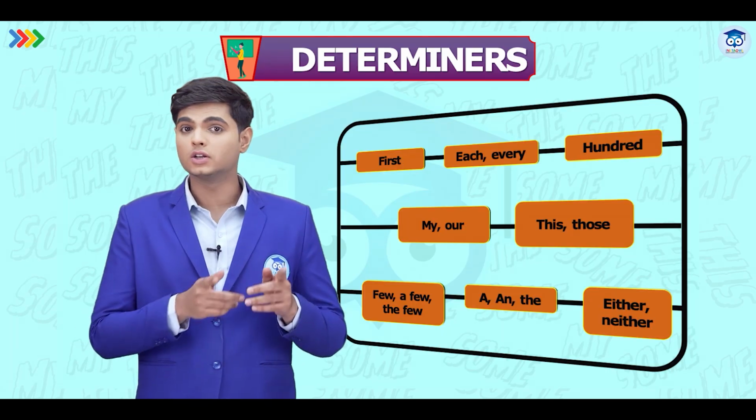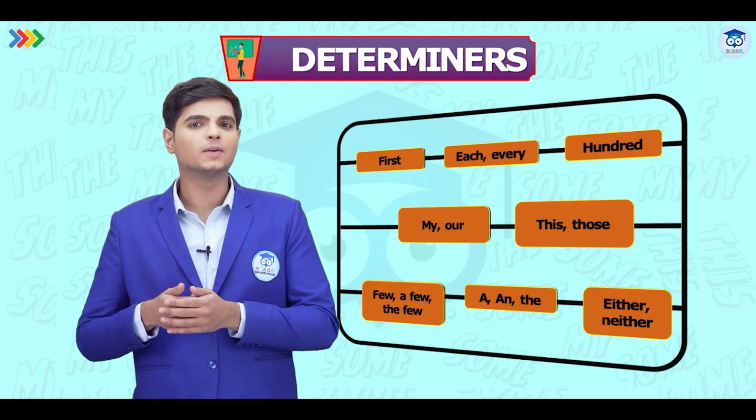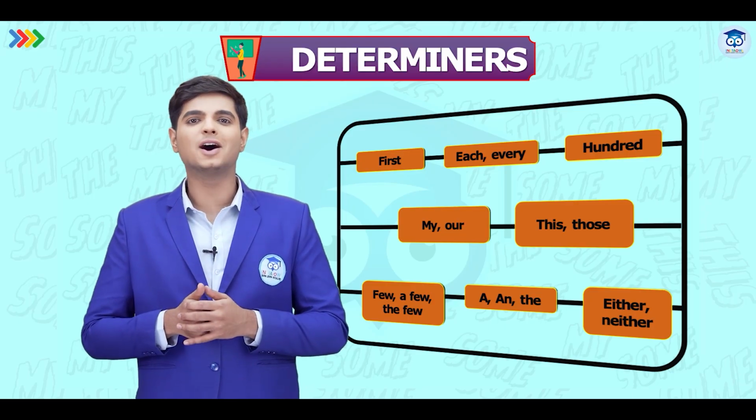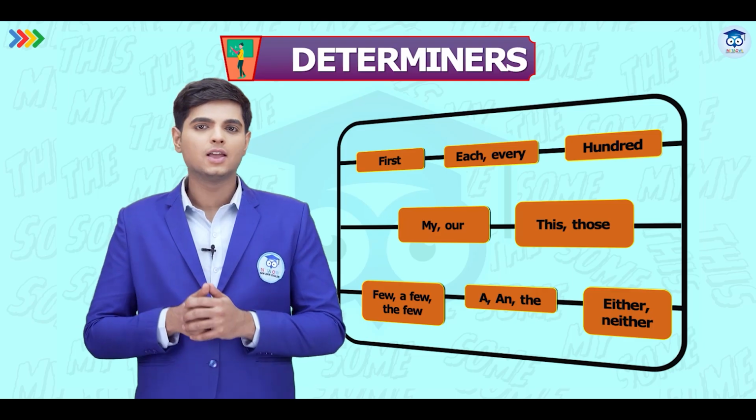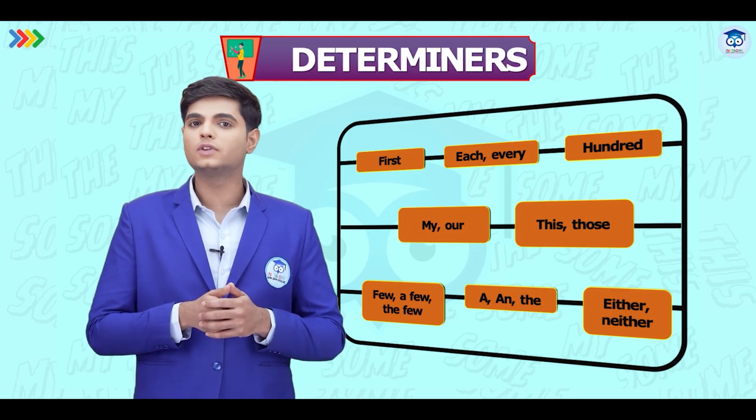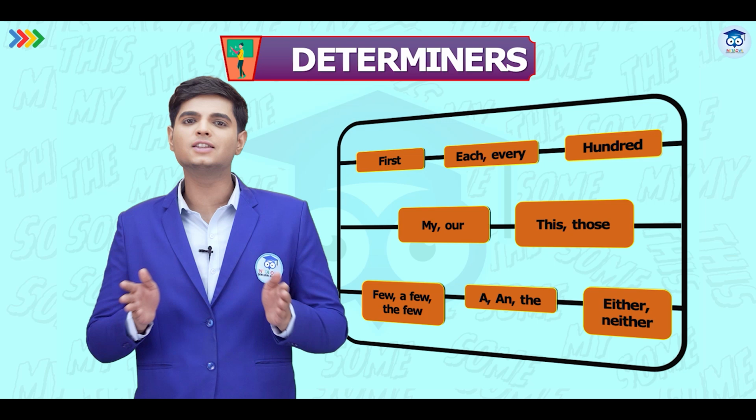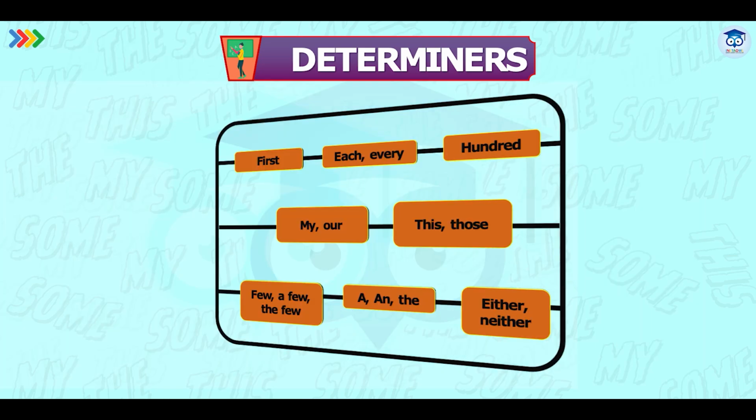Now that we've covered what determiners are and how they work, let's take a quick look at some examples you'll often come across. This chart gives us a great variety of determiners that are used in everyday sentences. Starting off, we can see first, each, every, and hundred. These are used to point out position or quantity. For example, first in line, each student, every morning, or 100 rupees.